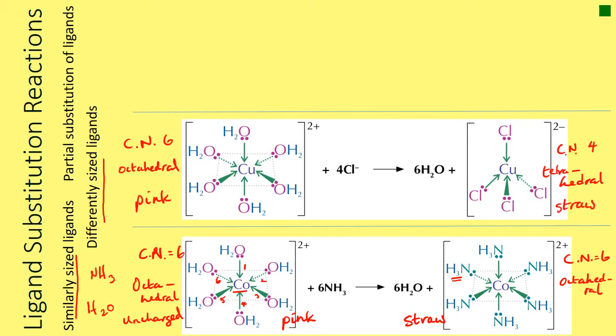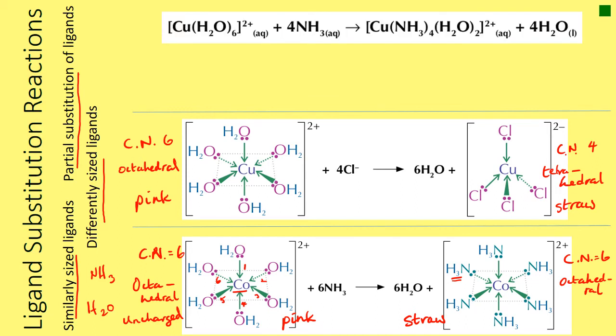So all three things, the coordination number, the shape and the colour, all change when the ligands are of different sizes. And lastly, let's consider partial substitution of ligands. And partial substitution might happen when you only add a smaller amount of one of the ligands, and so there's not enough of them to fully replace all of the ligands.